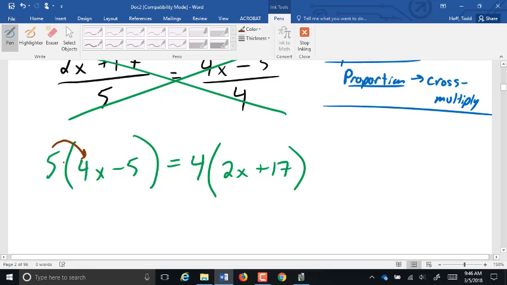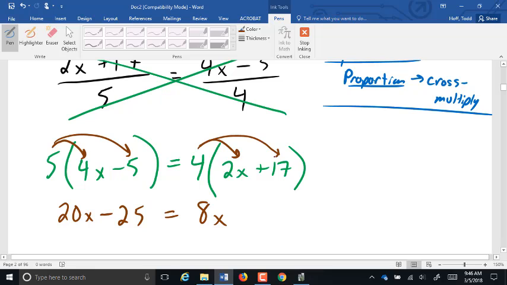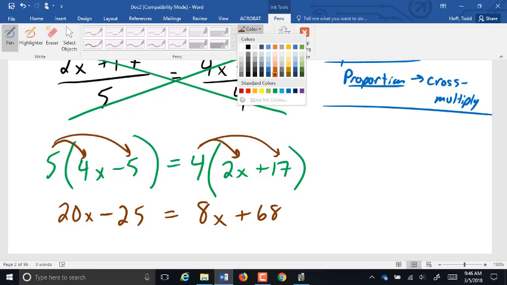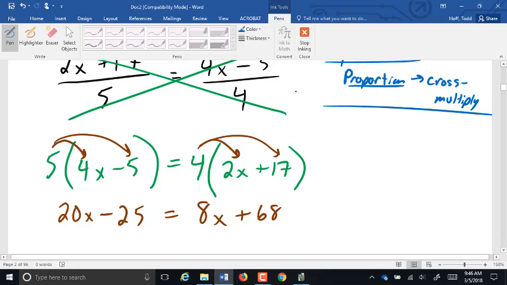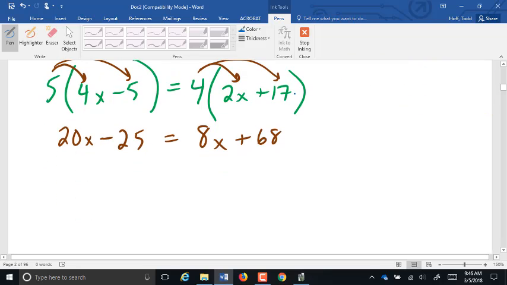5 times 4x is 20x. 5 times negative 5 is minus 25. That's all that we can do on the left side. So we go to the right side. 4 times 2x is 8x. 4 times 17 is 68. So now we've combined and reduced whatever we could on each side.